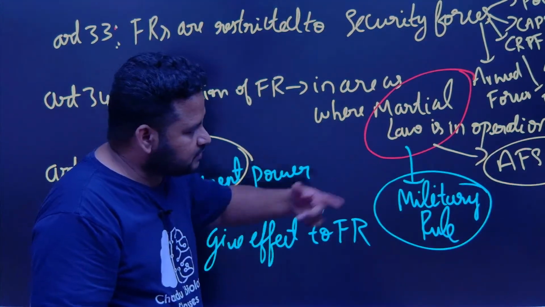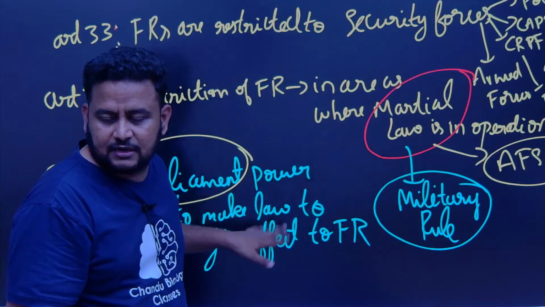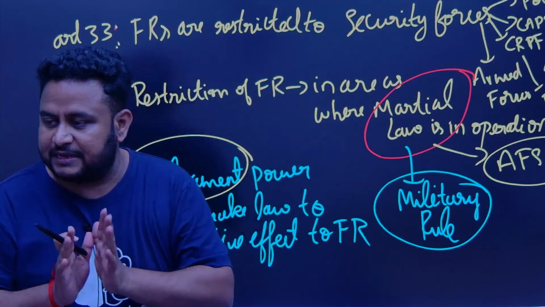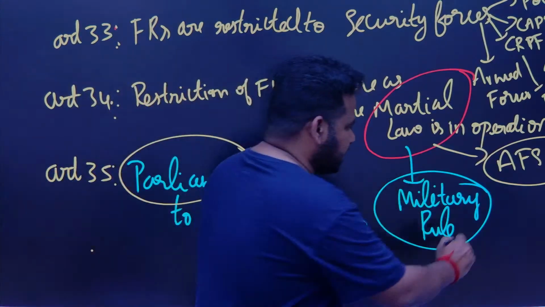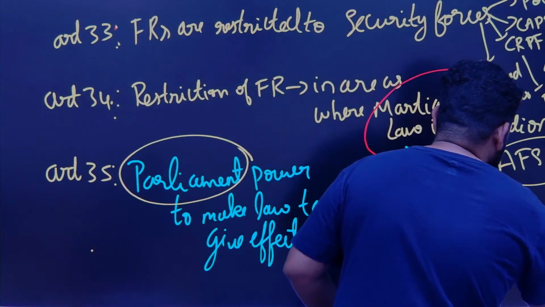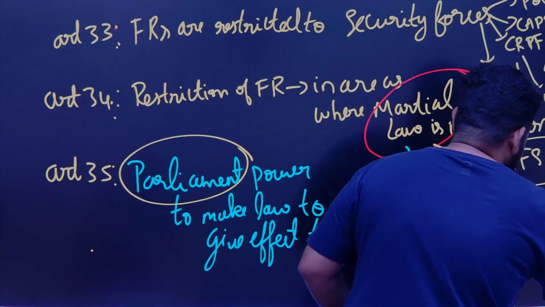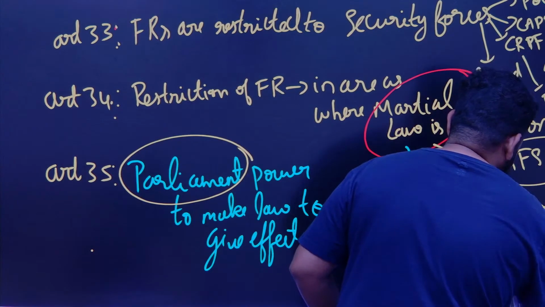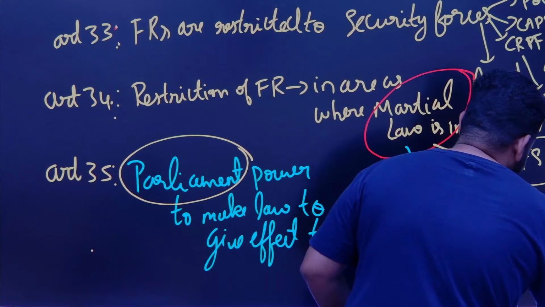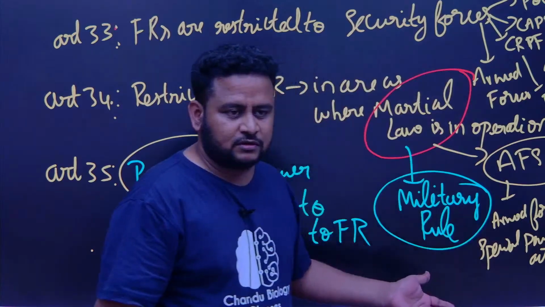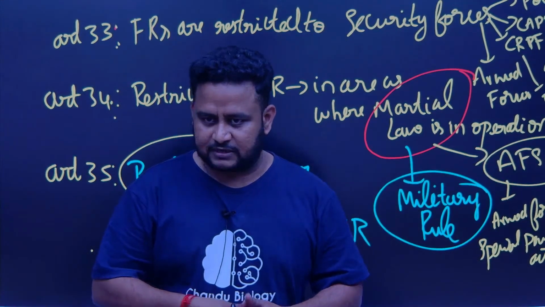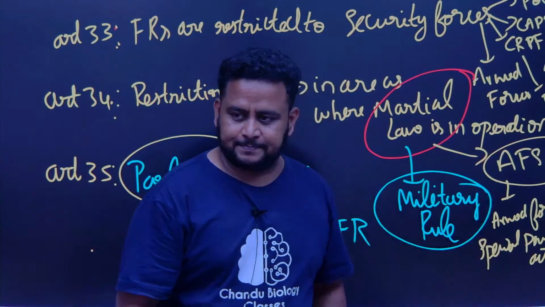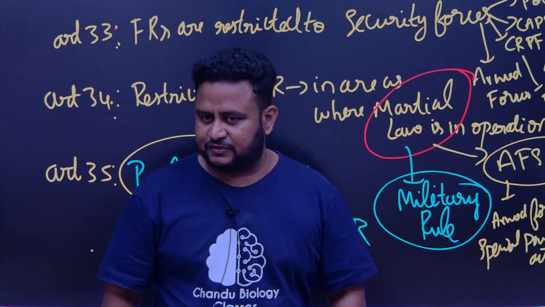So that is the meaning of this. Only Parliament has the power to make law to give effect to fundamental rights. AFSPA is also a kind of military rule. I'll write it: Armed Forces Special Powers Act. It is there in Nagaland, so many northeast states, even in Jammu and Kashmir. Okay, Armed Forces Special Powers Act. Got it? This is the meaning of it.